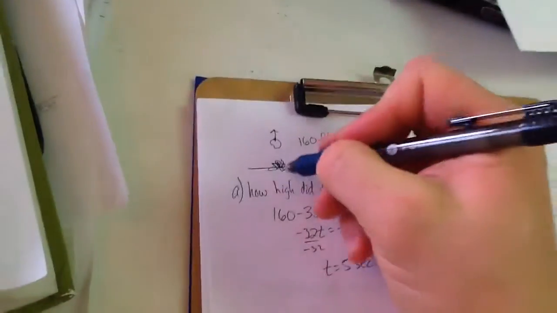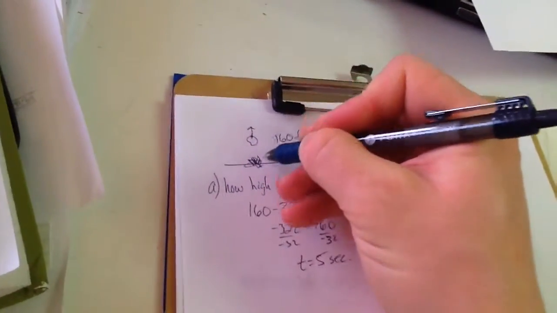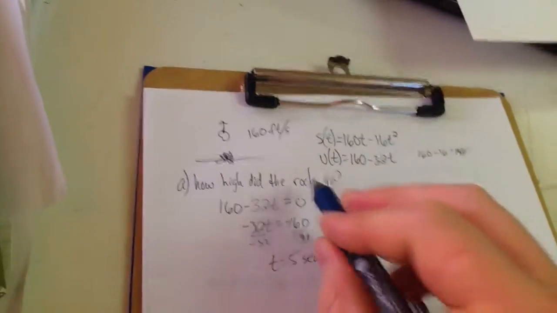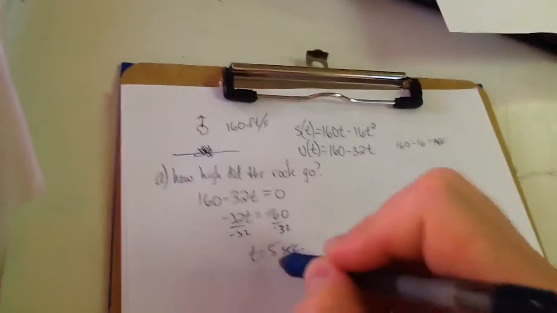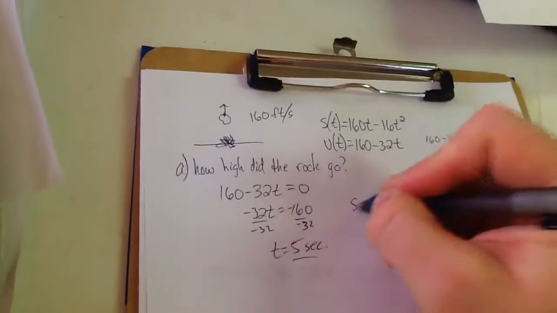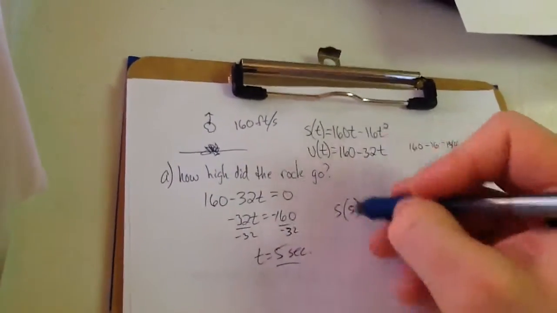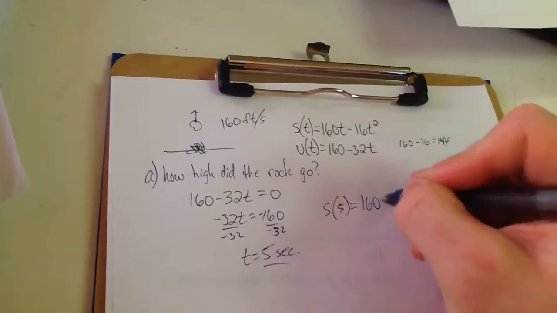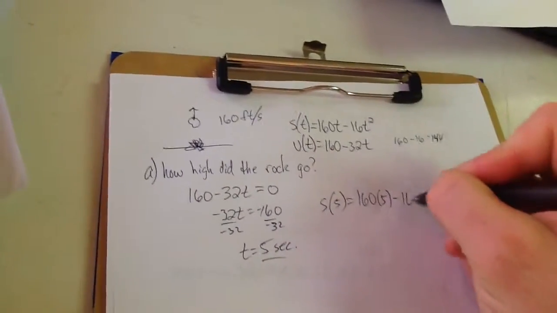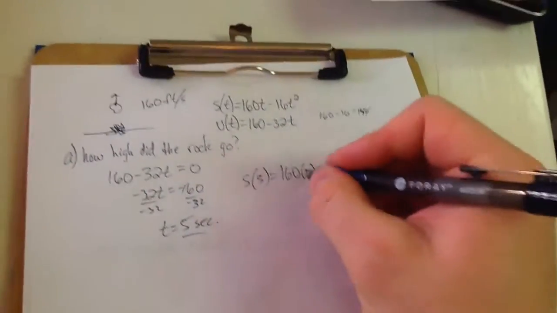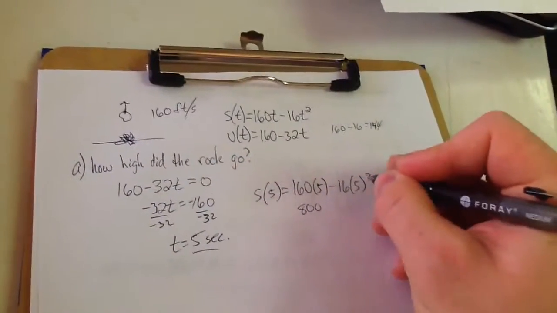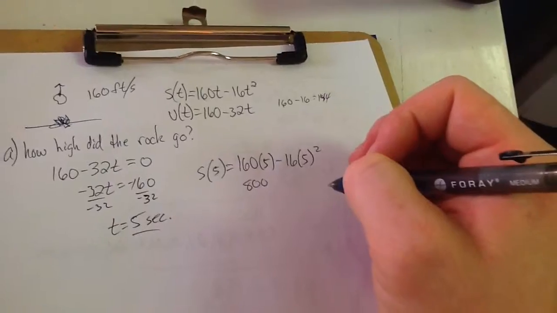So boom, it blows up. 5 seconds later it's going to stop and start falling back down. Well, that doesn't tell us how high the rock went. It just tells us that the highest point it reached was after 5 seconds. So now we just plug that into our position function. Do s of 5. 160 times 5 minus 16 times 5 squared. And what is that? 800. 25 times 16. I don't know what that is.